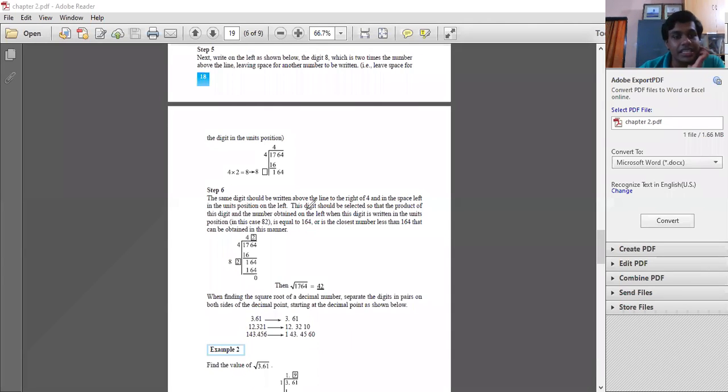After that, the same digit should be written above the line to the right of 4 and in the space left. In the positions on the left, this digit should be selected so that the product of this digit and the number obtained on the left, when this digit is written in the unit's position, is equal to 164 or is the closest number less than 164 that is obtained in this manner. In this case, 82 into 2 is equal to 164. We can't put anything above 164. That should be very clearly mentioned.